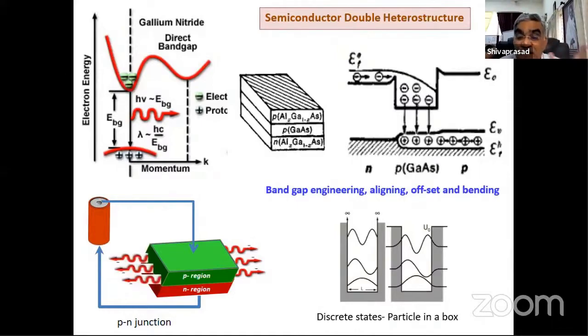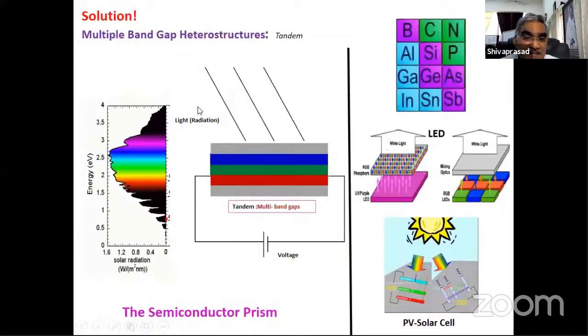That means I have to mix all the materials with different band gaps, and all of them mixed together will give me the white LED, right? Similarly, in a solar cell, see the solar spectrum, again, I'll show you. The solar spectrum is like this, and the picture shown here is the solar spectrum. This solar spectrum shows me that it is not one band gap. I need many band gaps to absorb all the light, right?